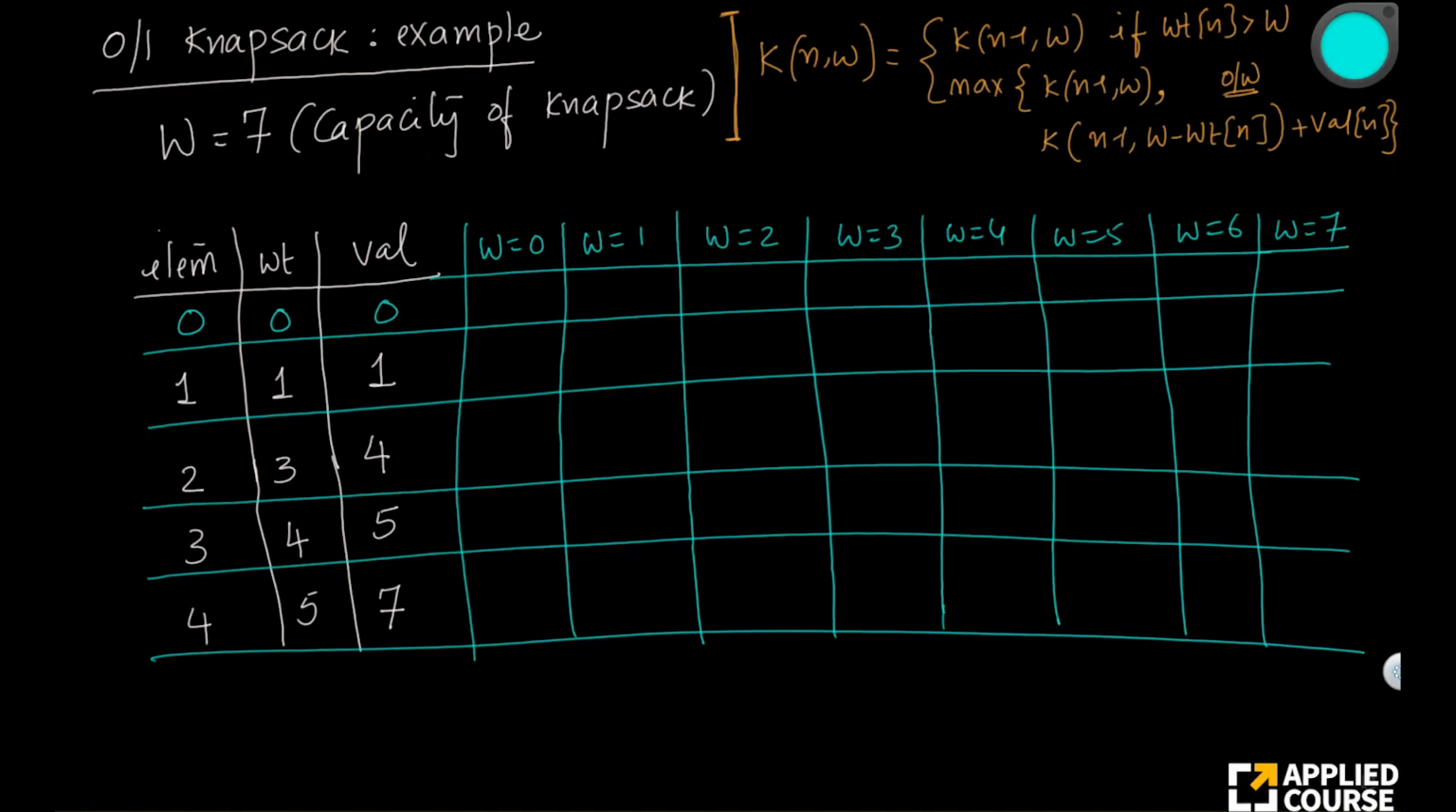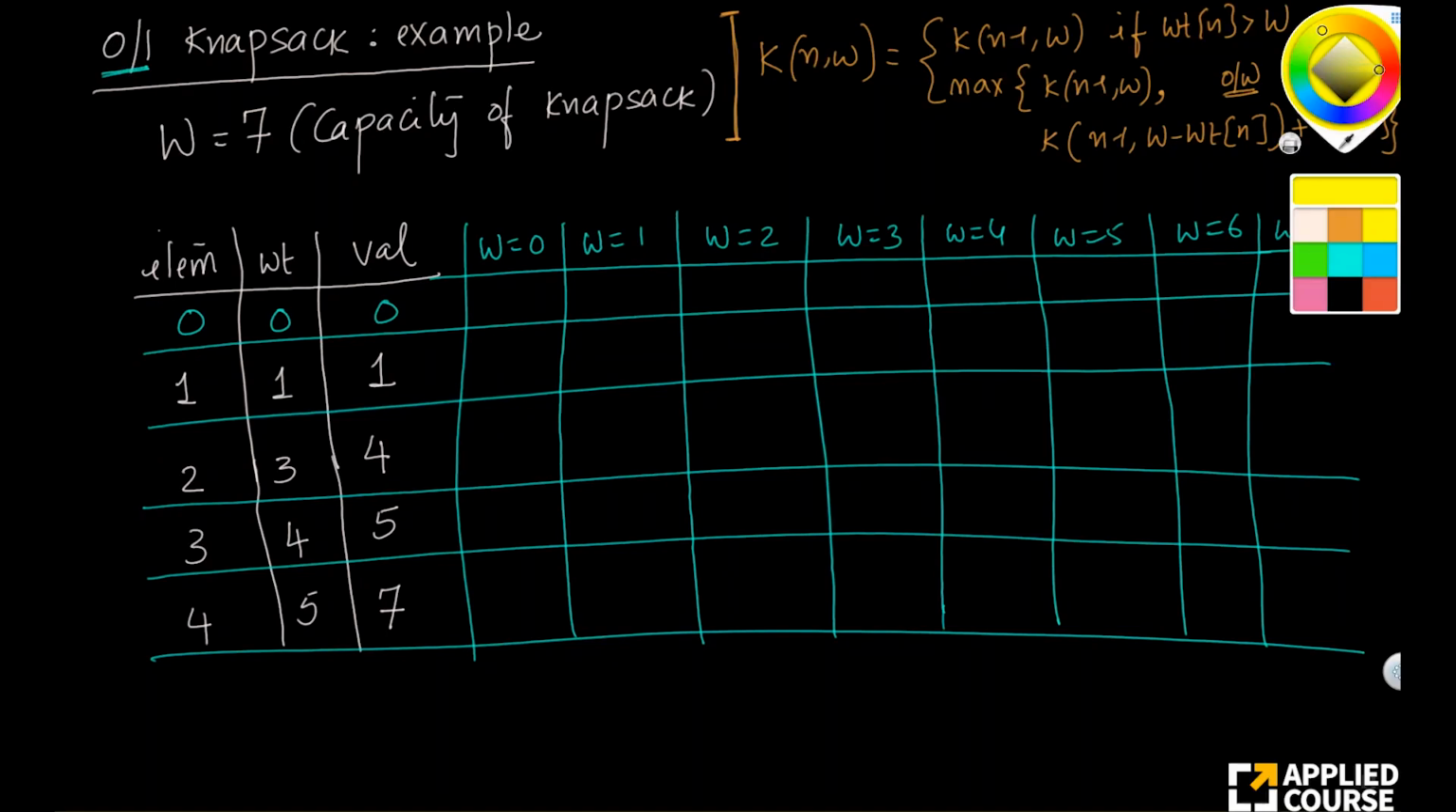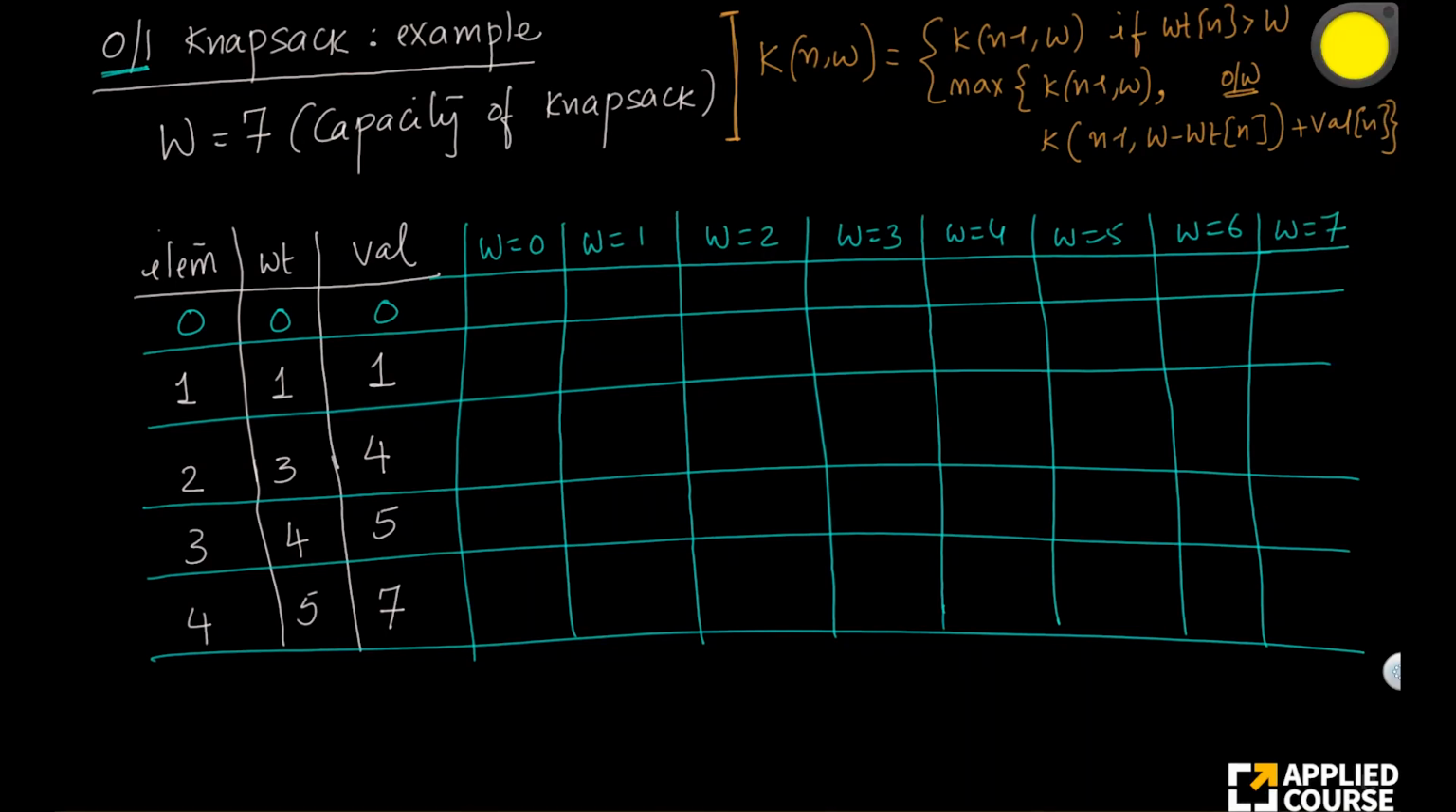So now let us see an example for 0-1 knapsack. The example is very straightforward. Before we go into the example, I actually wrote the recursive equation for the value of a knapsack with n items and with the capacity of the knapsack equal to W.